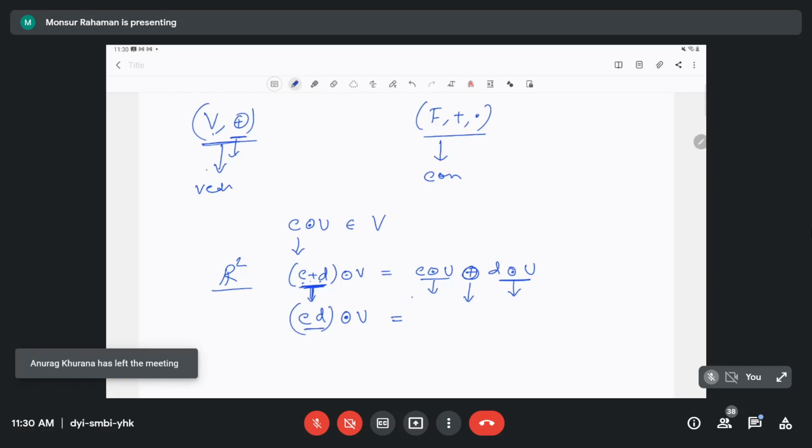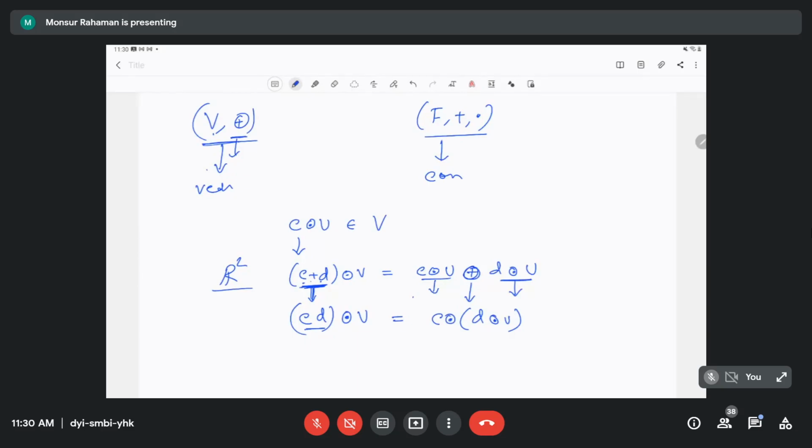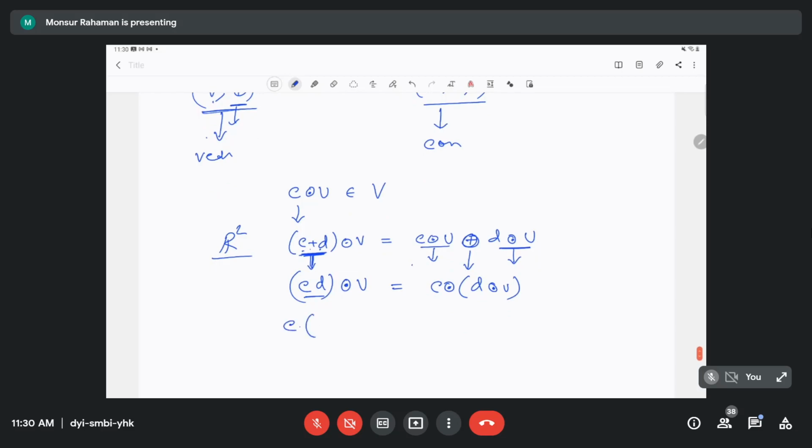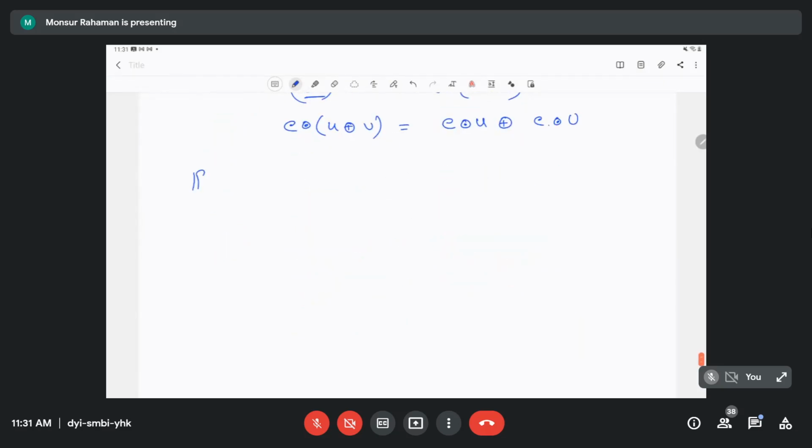If you multiply two constants first and then multiply with a vector, it is the same as, it is kind of an associative property. You are taking first D and then multiplying with C. And a constant multiplied with two vectors is the same as multiplying them separately and then adding them. So R2 plus is a vector space with respect to this field.